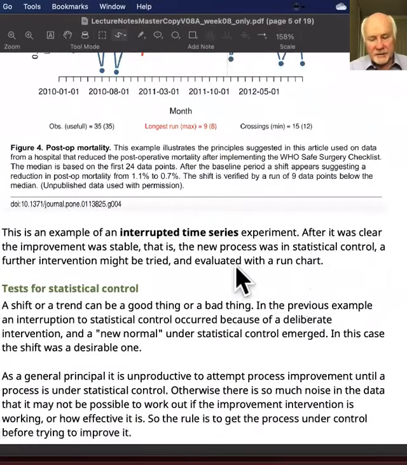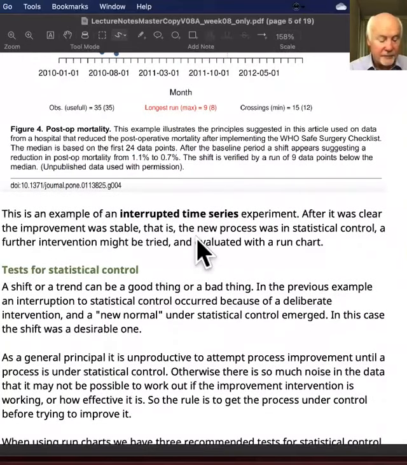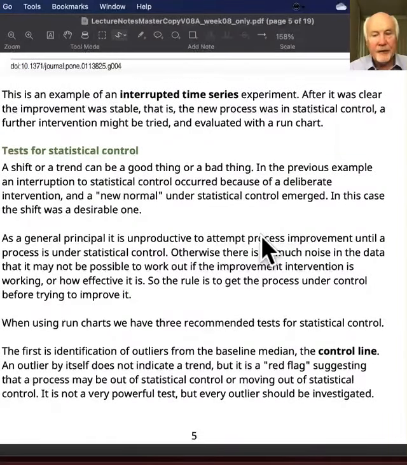Okay. Starting next week, we're going to be talking more about experiments, so I'll probably mention this again. But that's the main idea.